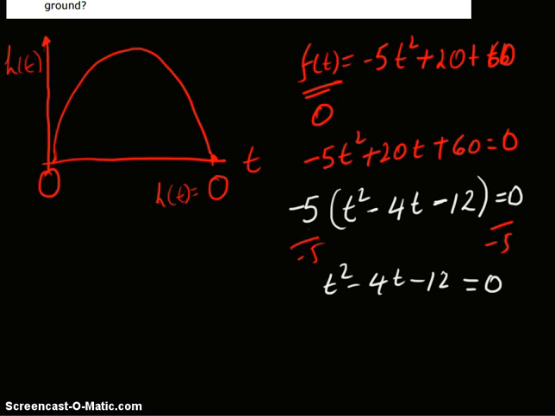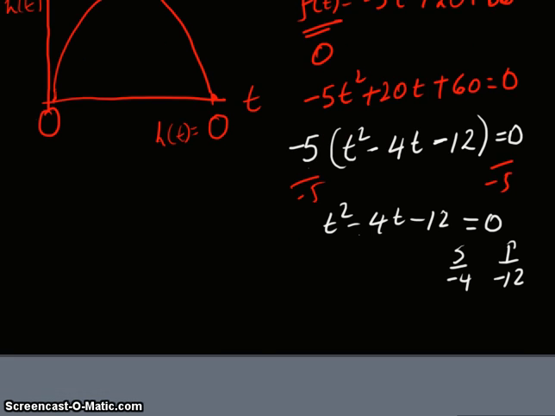Now we're looking for two numbers that, when we add them, the sum is negative 4, and when we multiply them, the product is negative 12. As you can see, some of the factors of negative 12 are negative 6 and 2. Negative 6 times 2 is negative 12, and negative 6 plus 2 would be negative 4. So I can rewrite this equation as t minus 6 times t plus 2 equals 0.